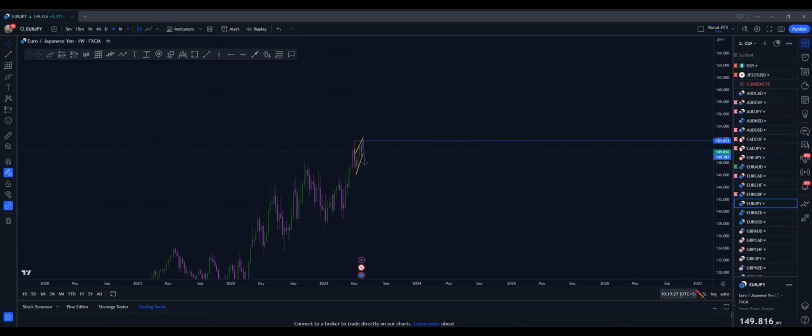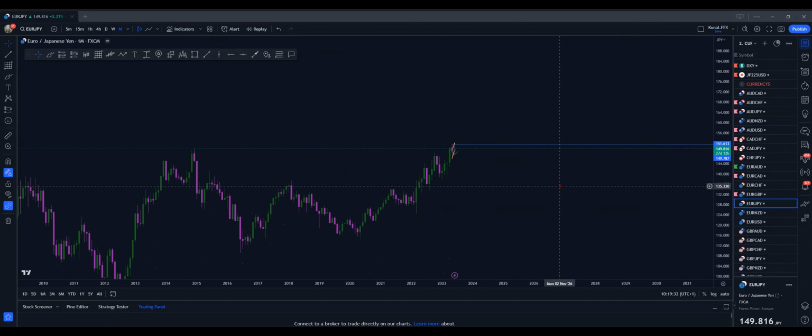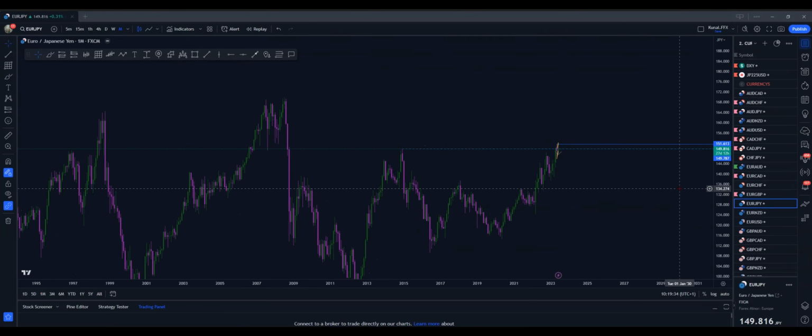EJ. Ooh, okay. So yeah, for a yen pair, this one is solid right now, man, honestly. So we're trading into this high here. Forget this one for now, it's too far away.